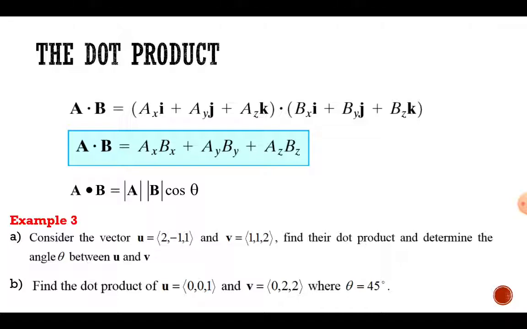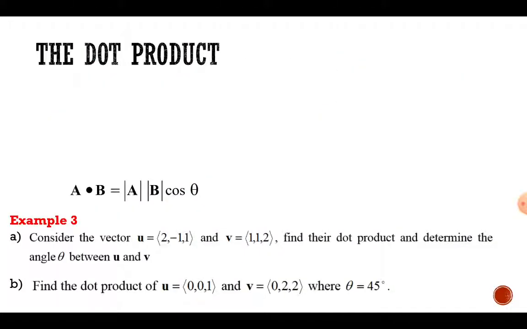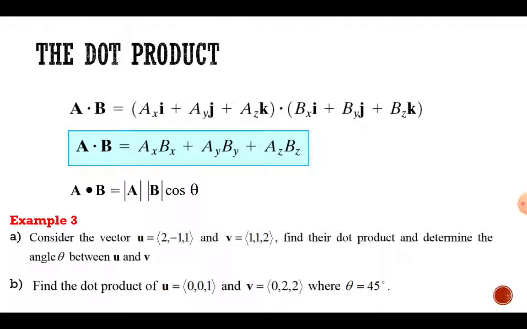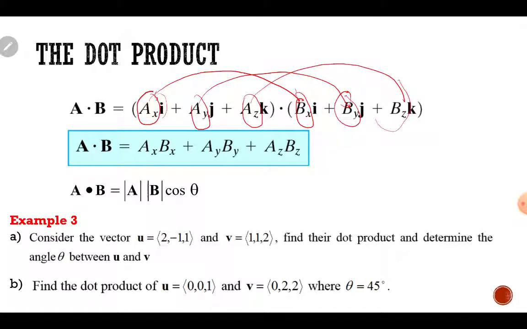It produces a scalar value. And cara dia nak kira sangatlah senang, yang mana kita darab the X component darab dengan X component, tambah dengan the Y component darab dengan Y component, and the Z component darab dengan the Z component. Dan this is also equivalent to the magnitude of A darab dengan magnitude of B cos theta.